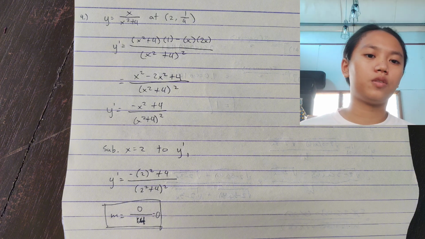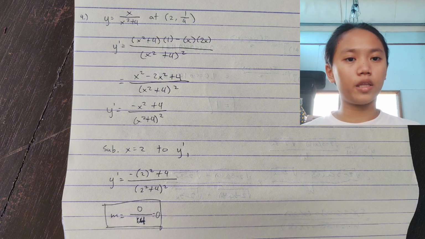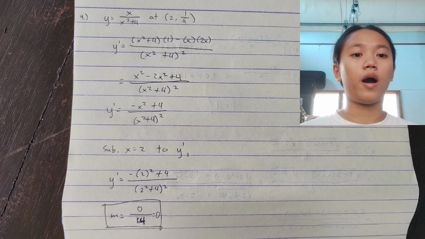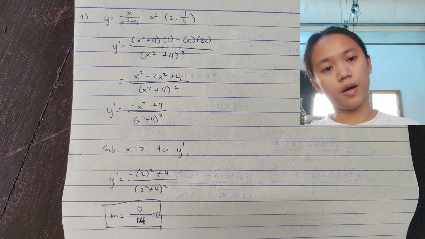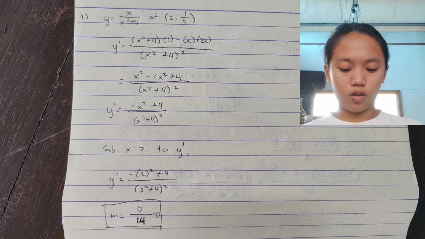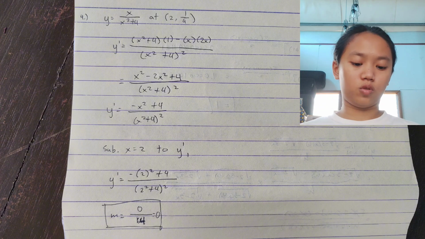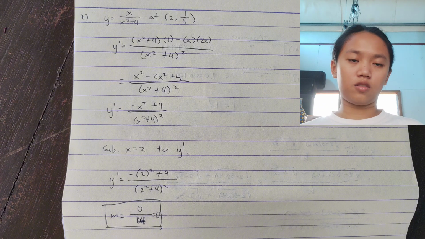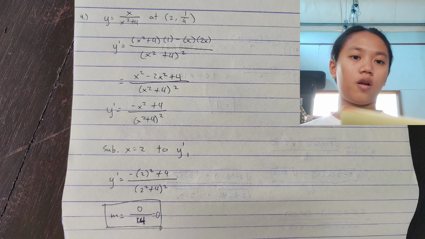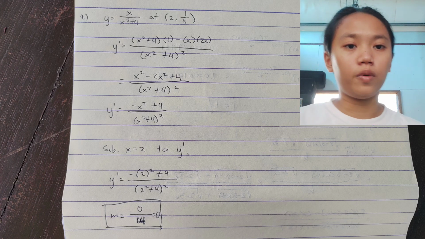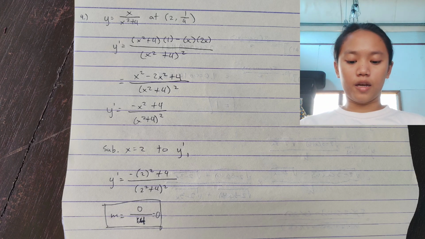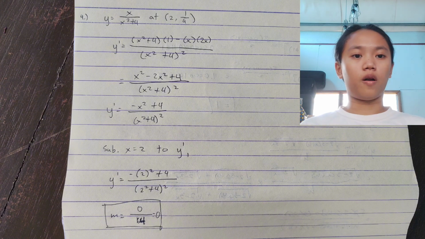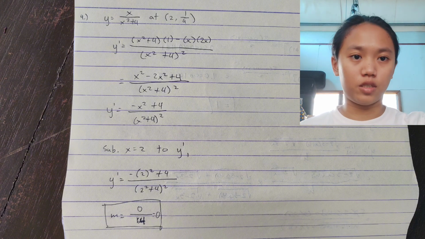Now, when we substitute the x value of the point, which is 2, into our derived equation, it will come out as negative (2 squared) plus 4 over (2 squared plus 4) squared. It will come out as 0 over 64, and our slope will be 0. And that is all for our video.